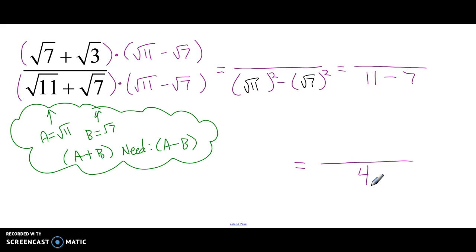Unfortunately, the numerator is nothing particularly nice here. If you take square root of 7 plus square root of 3 times square root of 11 minus square root of 7 and you FOIL it out, you're going to get square root of 77 minus, well, root 7 times root 7 is just 7. That part works out kind of okay. Inside is square root of 33, and last is square root of 21. 77, 33, 21, none of those simplify any. None of them are like terms with each other.